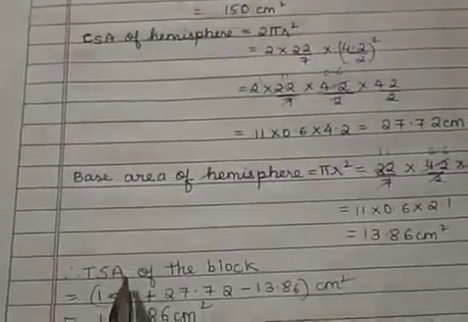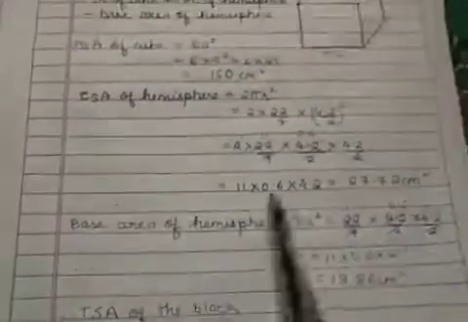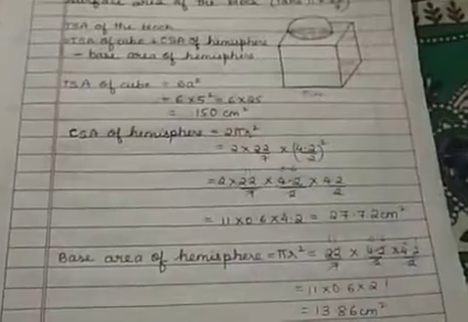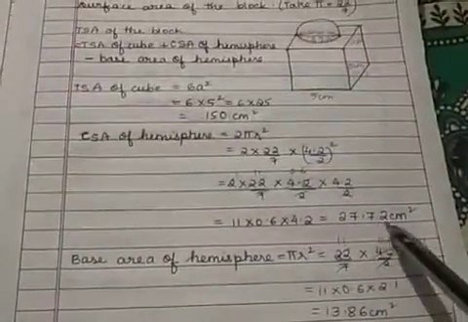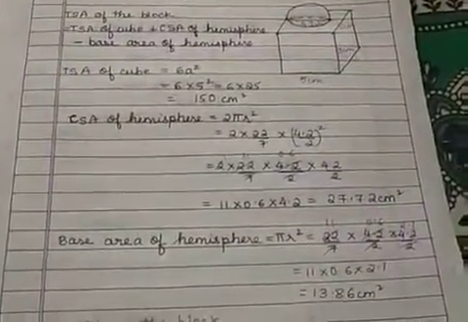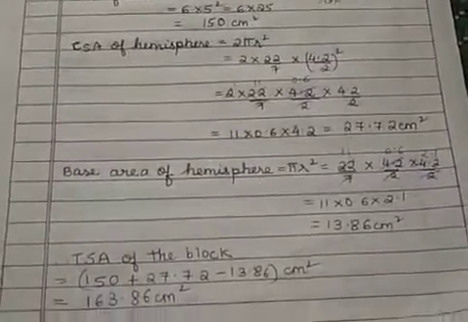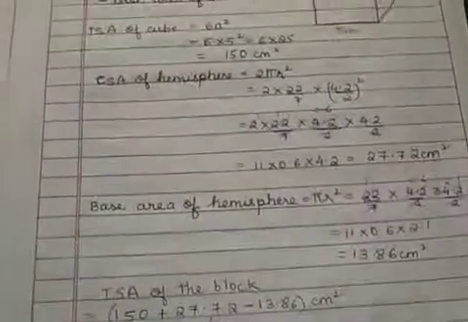So the total surface area of the block is 150 plus 27.72 minus 13.86, which is 163.86 centimeters square.